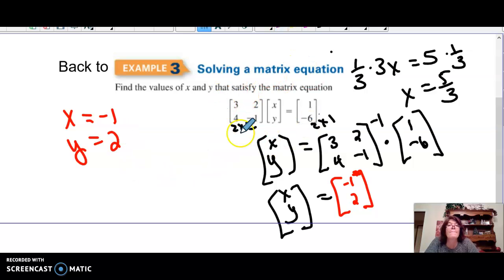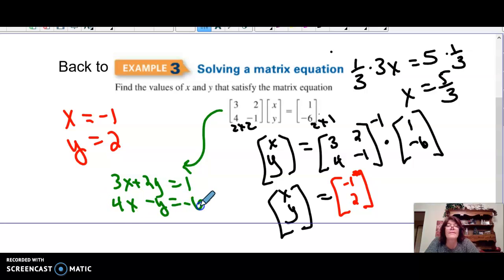Realize that this matrix equation can be written as a system of equations: 3x plus 2y equals 1, and 4x minus y equals negative 6. So let's see, if x is negative 1, that's negative 3 plus, if y is 2, 2 times 2 is 4. Does negative 3 plus 4 equal 1? Yep. 4 times negative 1 is negative 4 minus 2. Yep, that's negative 6. So again, I usually check.